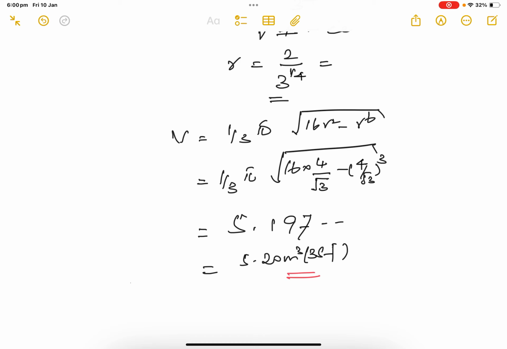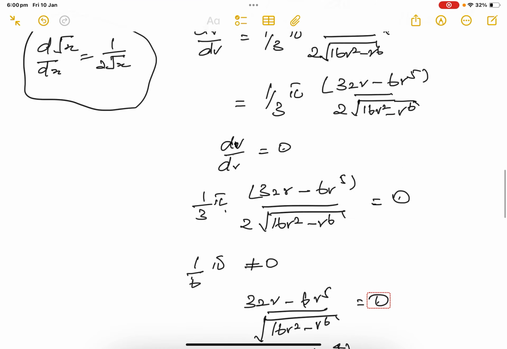And purely now, just use the calculator to find the value inside the root, then multiply by pi and divide by 3. We have this value. So I just used the calculator to end up with this value, 5.197.